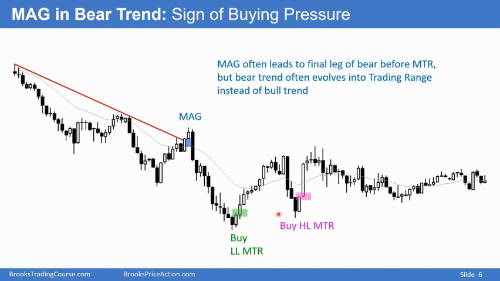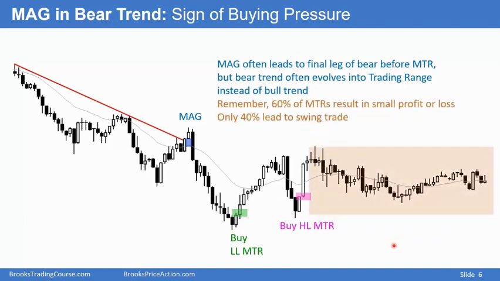This is a test of the buy signal high and a good reversal up again a second time. Traders bought above this bar, got a strong rally. We're coming down to that price again, and they're buying again. Here's an example of a major trend reversal that led to a trading range instead of a bull trend.